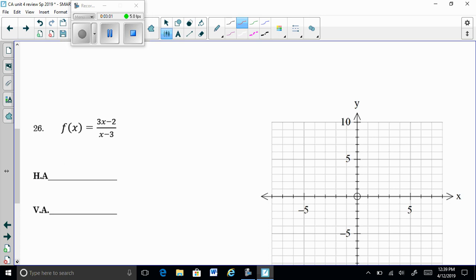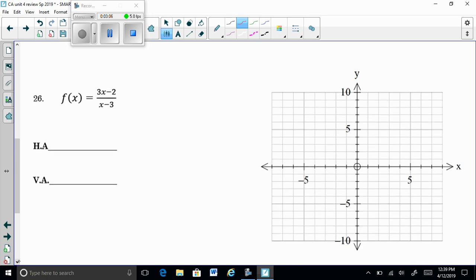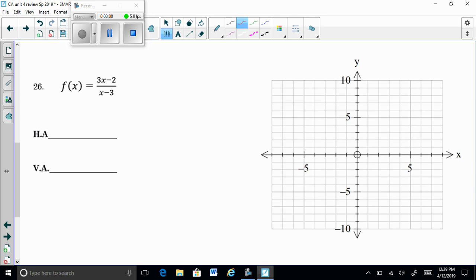Okay, so here's our next one, and it really shouldn't give us too much trouble. It's very similar to the one we just got done doing. The difference here is that they do have the same power. So what you'll do is take the ratio of the coefficients. So 3 divided by 1 is 3. So that's going to be your horizontal asymptote.